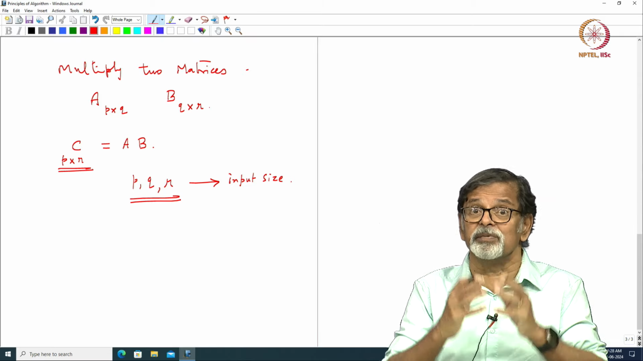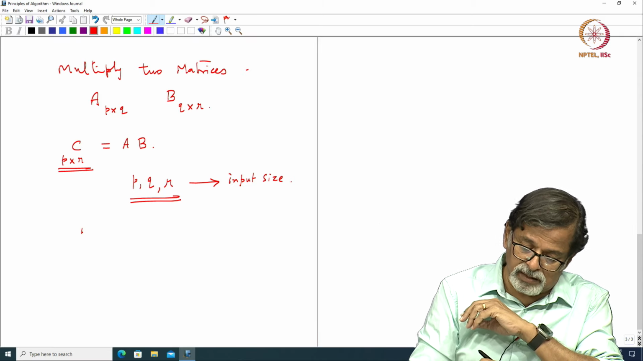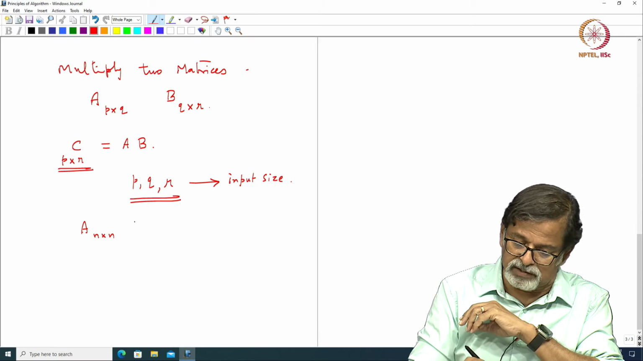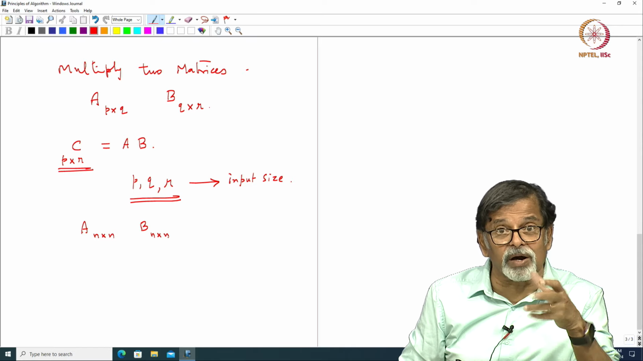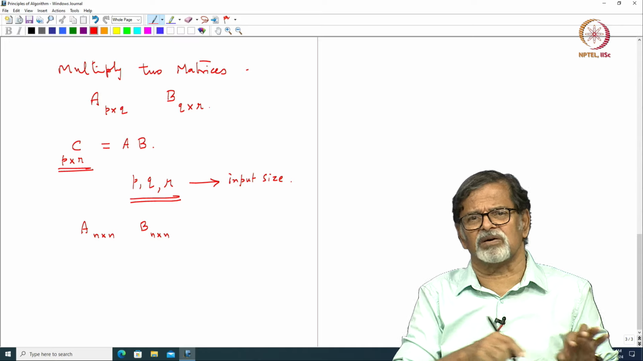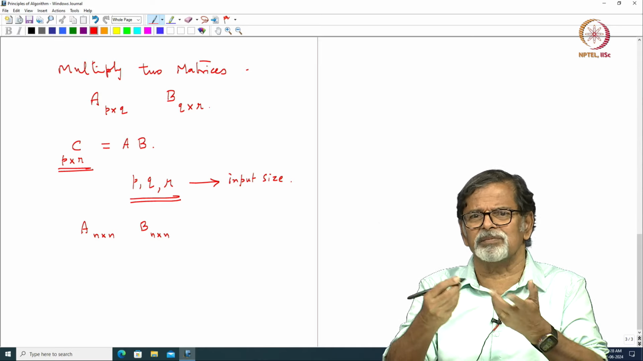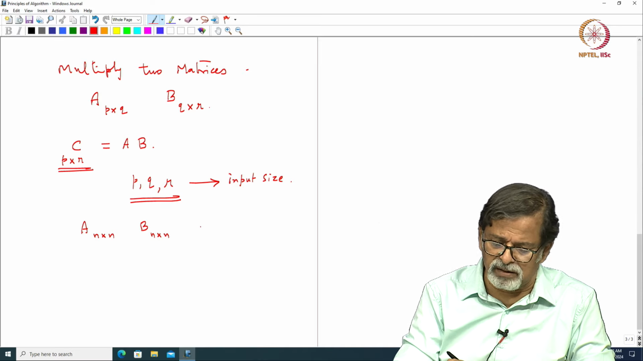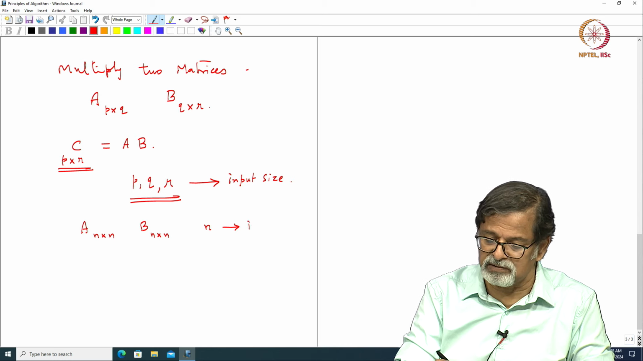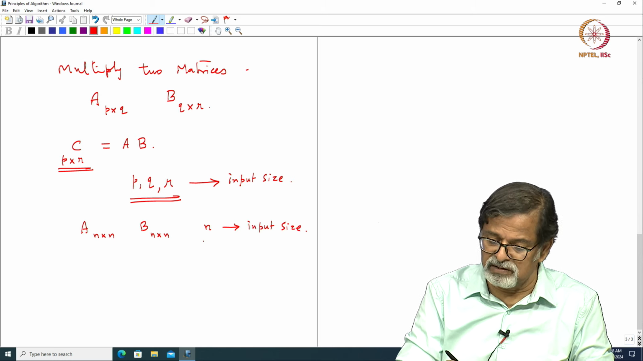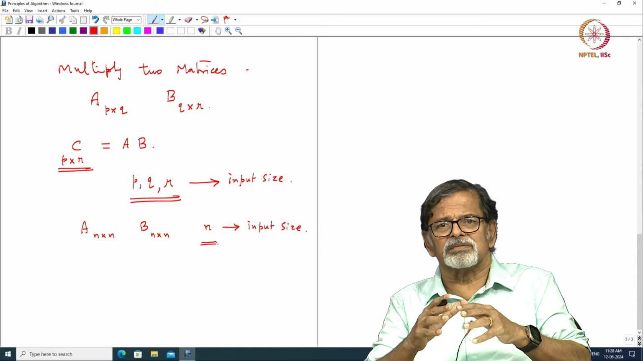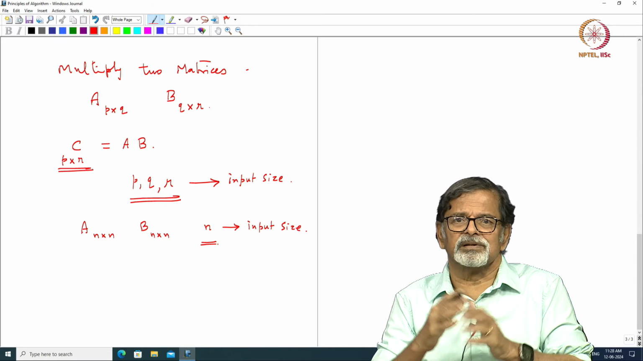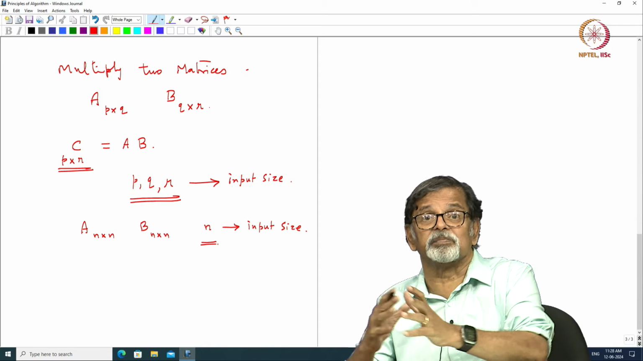If it is a square matrix multiplication, A is an n by n matrix, B is also an n by n matrix. For square matrix multiplication, it is all fixed and one parameter is enough, and n can act as the input size. This is just a parameter, a variable whose variation would imply the problem of scale.